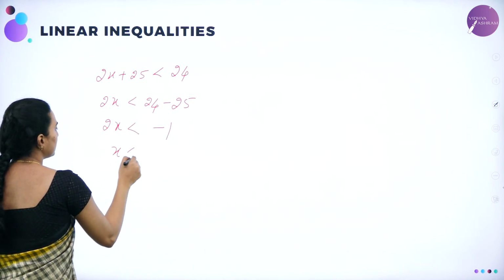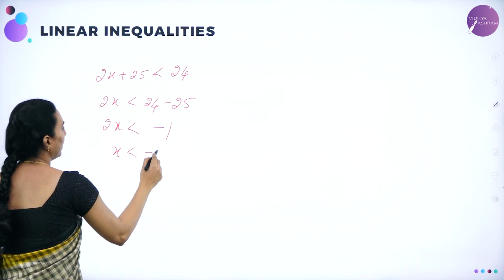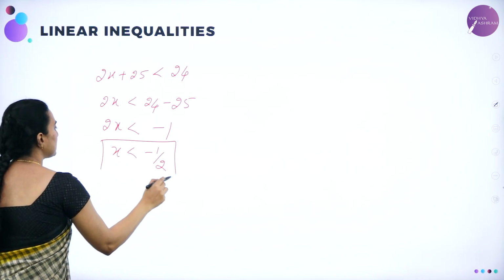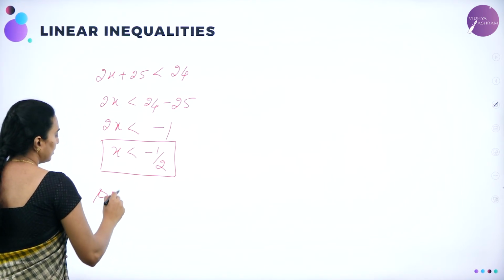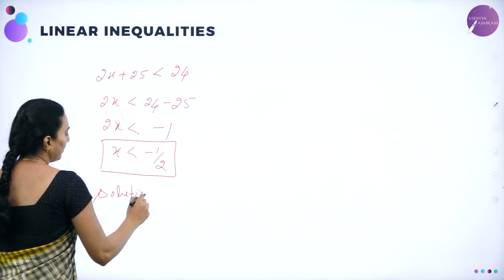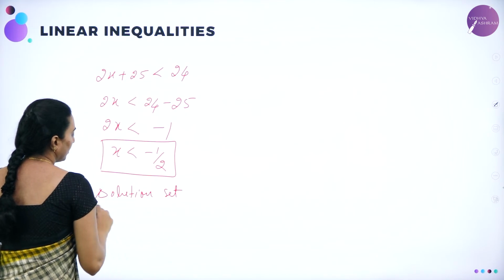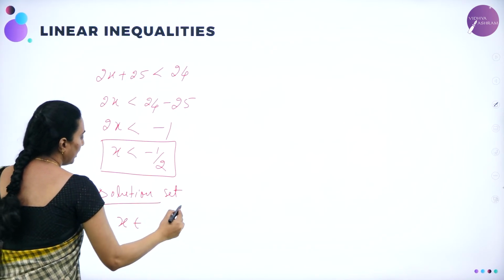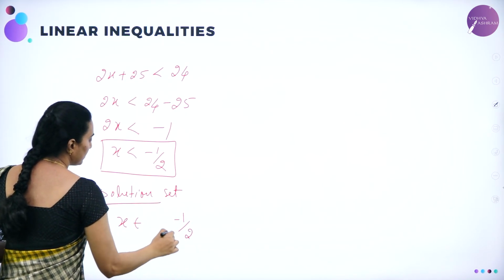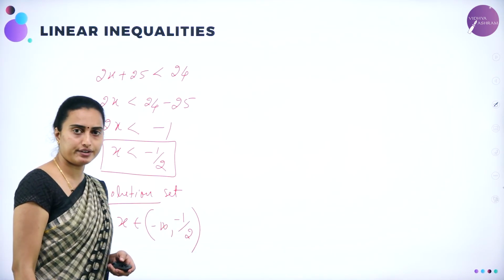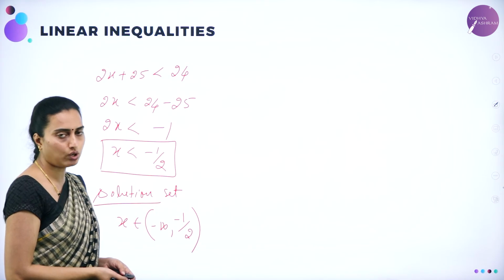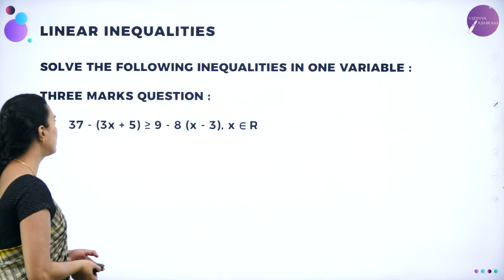Now x is lesser than what? Dividing throughout by 2, minus 1 by 2. Now x is lesser than, it is a strict inequality. How to write the solution set? Solution set is given by x belongs to, lesser than means it will come to the left hand side, up to minus infinity. Now both are open brackets. This is how we are going to solve this question. We'll move on to the next one.